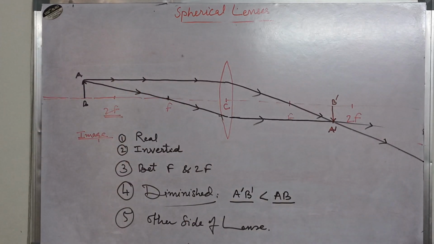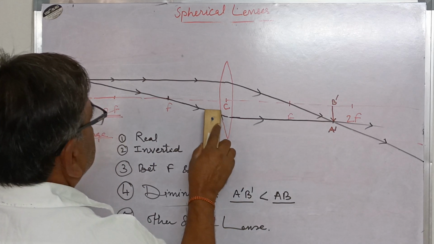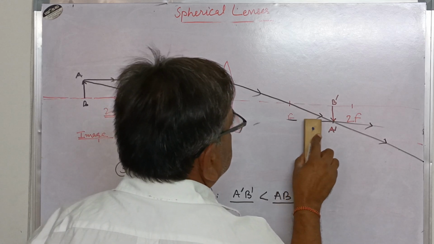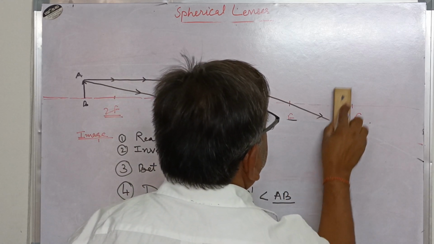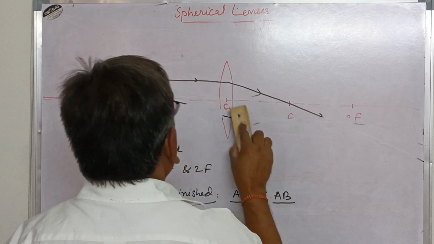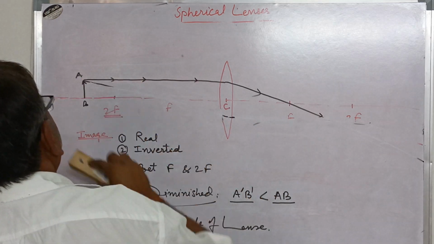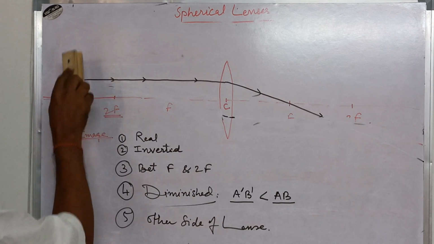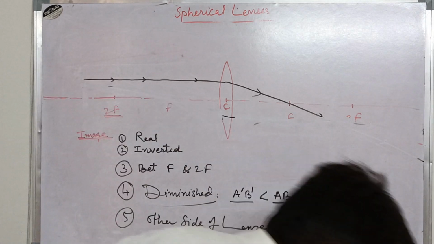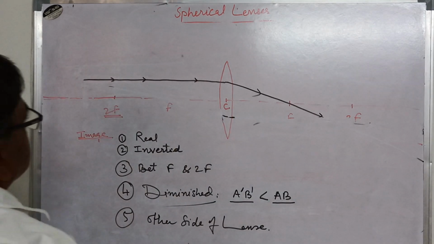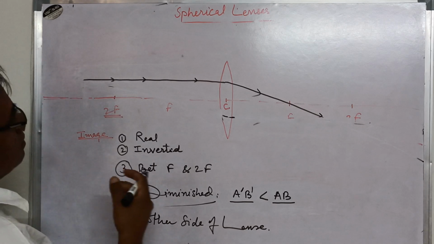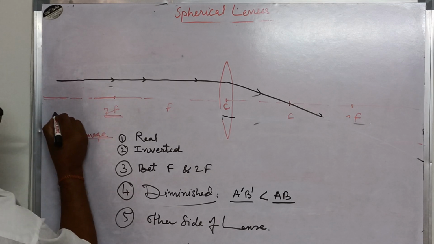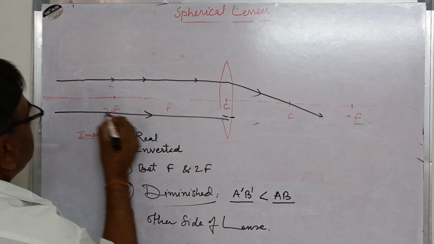Okay, now the second case is there, let us remove it. Let us remove the object from this point. Now the next case is, your image is very far. The rays are coming parallel. The object is at infinity.